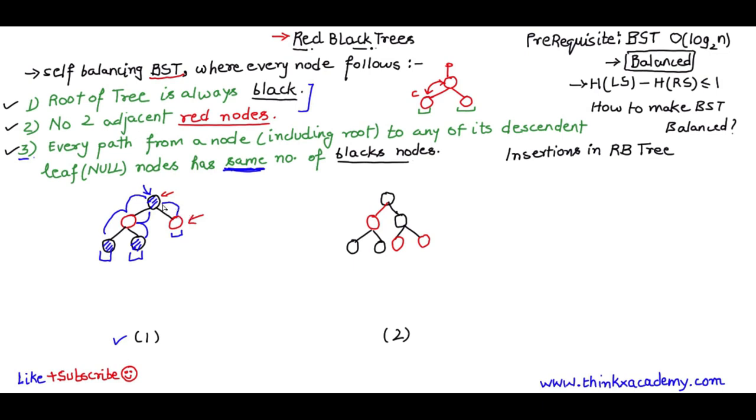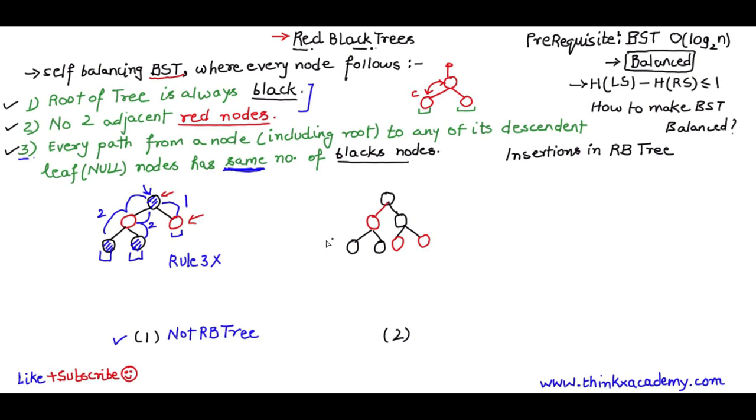Now consider the third one. This one does not have two black nodes, this path has only one black node. So the rule number third is violated here. So I'm writing here the number of black nodes. So rule number three is violated in this case. So number one is not a red black tree, not arbitrary.